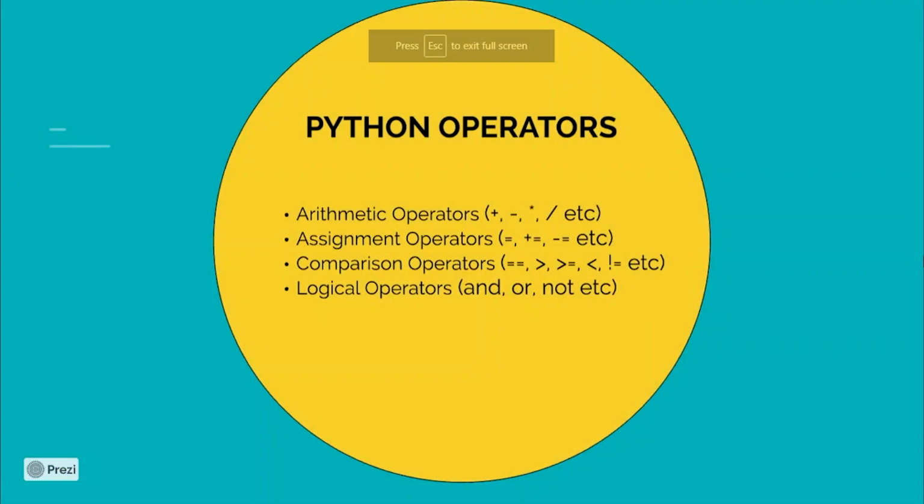Now we will see what Python operators are. Operators are used to perform operations on variables and values. We have four different operators: arithmetic operators, assignment operators, comparison operators, and logical operators. Now we'll see what arithmetic operators are. Arithmetic operators are used with numeric values to perform common mathematical operations.